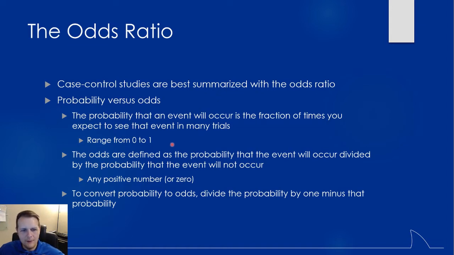Odds are slightly different, and this is mainly to do with the denominator changing between these two values here. It's going to be the probability the event will occur divided by the probability that the event will not occur.